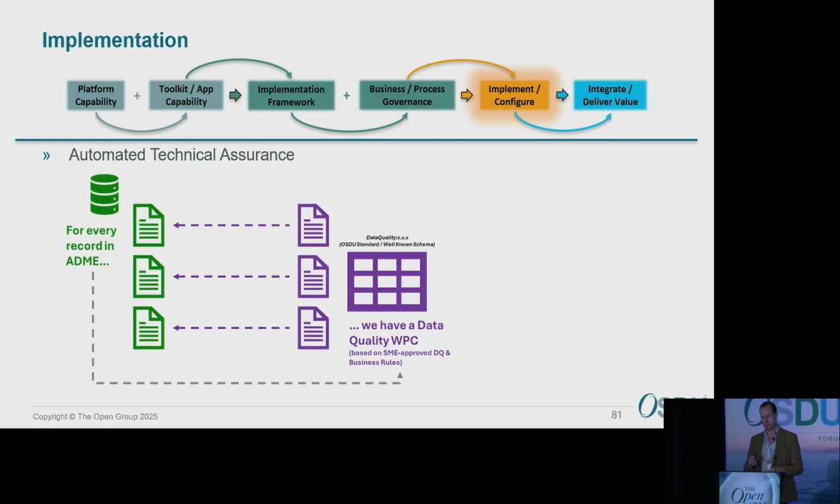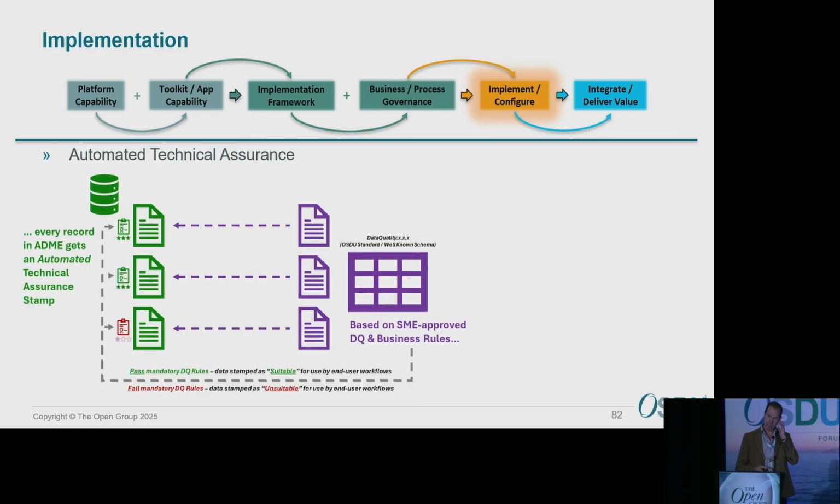All right, so to summarize. For every record in ADME, we run some data quality checks, and we write the output from those data quality checks into the data quality work product component. Depending on the outcome of that, we will provide a technical assurance stamp back to the record and stamp it as either suitable or unsuitable.